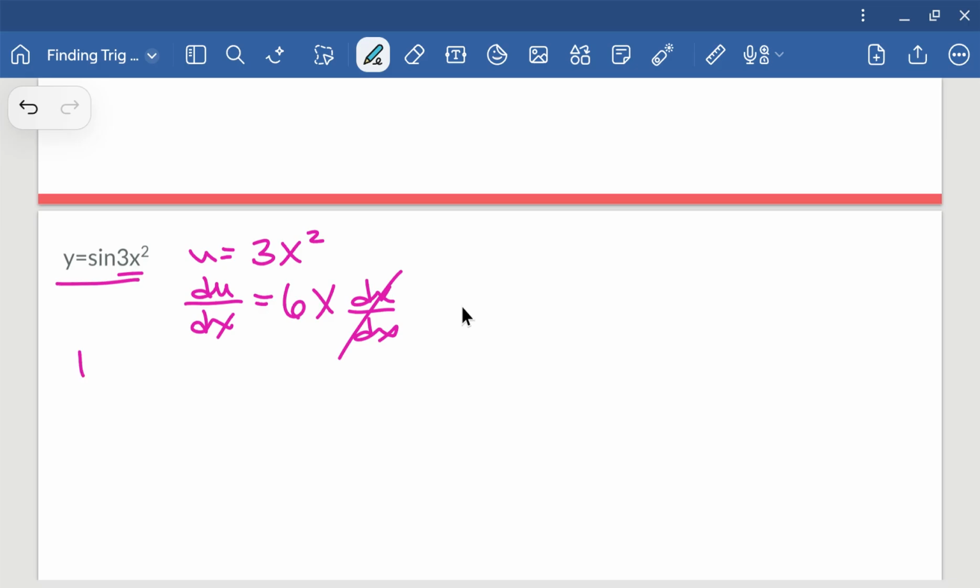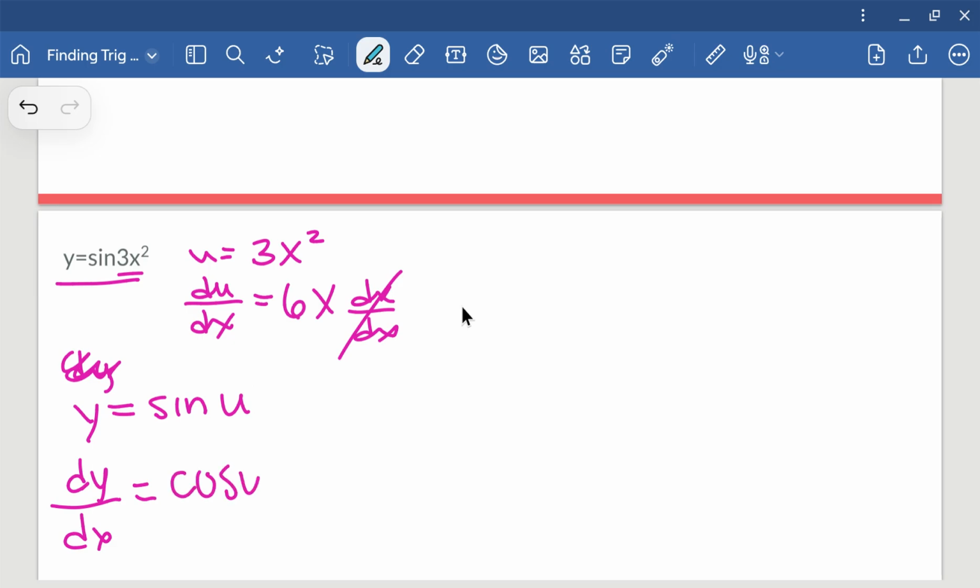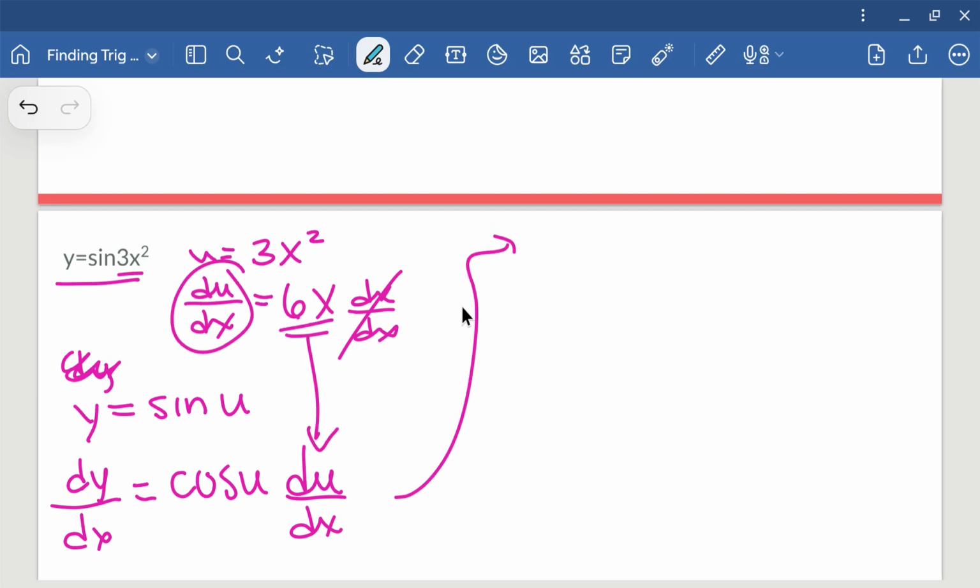And then in terms of this part, let's just do it in steps. y equals sine of u, and then we can take that first derivative, dy over dx equals cos of u du over dx. Now again, we know what du over dx equals, so we can do some replacing. And then we can also substitute u back in. So I'm going to write that 6x first, because usually that's what you would see first. And then it would be times cos of 3x squared. And that is what our first derivative is, so dy over dx.